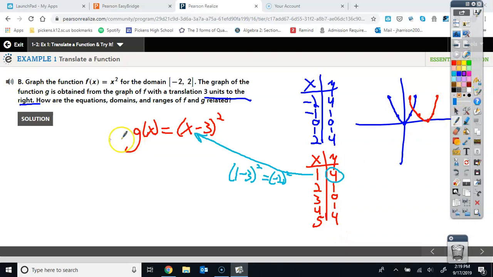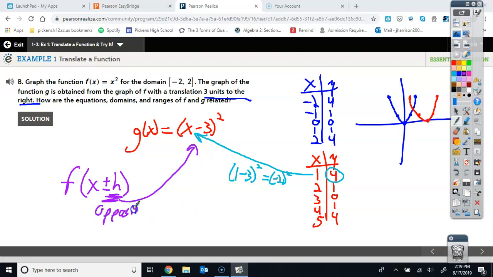What I told you in class is that if you have any function that adds a number or subtracts a number inside the function, meaning like this one in the parentheses here, you will move it the opposite of what you think it should be. Meaning if it's minus 3, that's to the right 3. If it was plus 3, it would be to the left. And so it shifts our graph left or right. Just remember, it's always going to be the opposite.